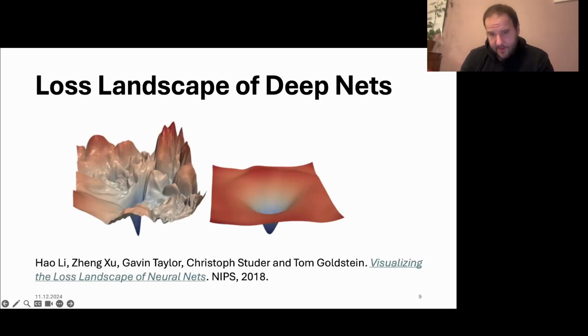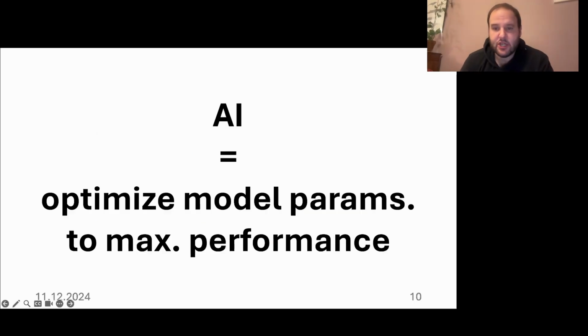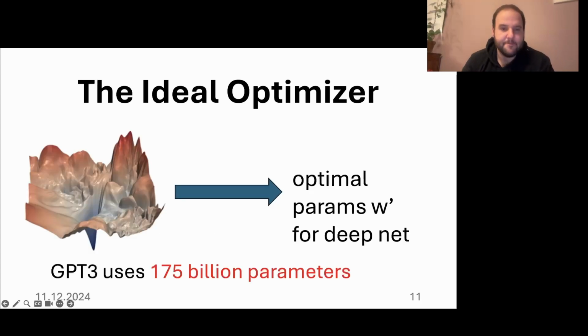Here you see a simple visualization of the loss landscape obtained for a deep neural network, which are a popular class of models used by current AI systems. And as you can already guess from this left figure here, finding the exact optimum in this highly complicated loss function is challenging. And AI systems use efficient optimization algorithms to find this minimum. So AI means to optimize model parameters in order to maximize performance or minimize error.